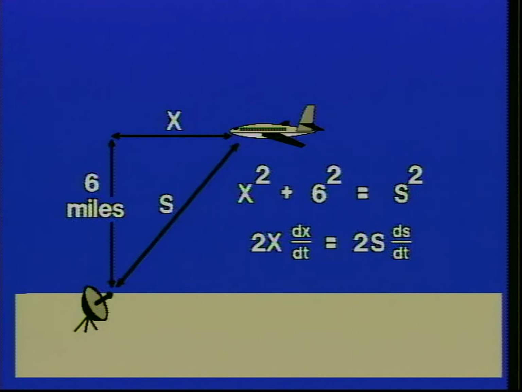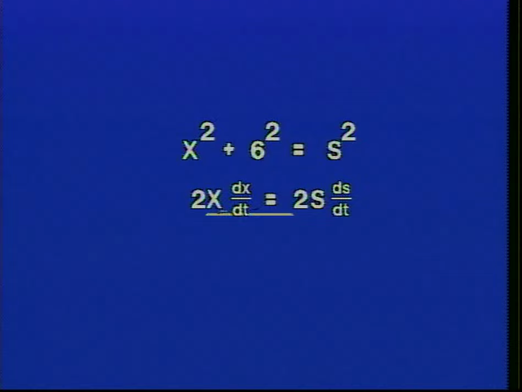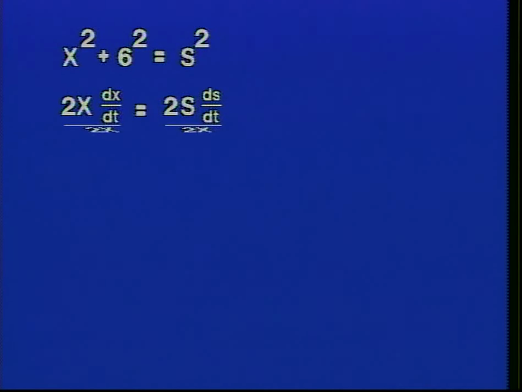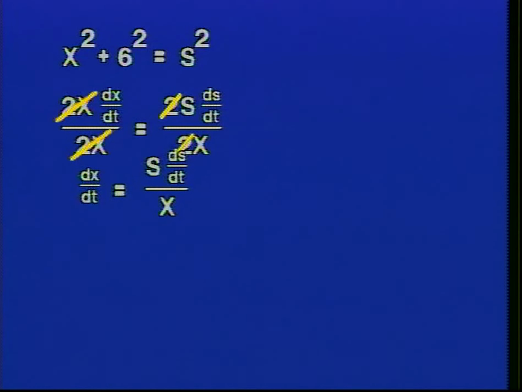Now, the change in x with respect to time is really what we're looking for here. That's the speed of the airplane. So we want to solve for dx/dt in our problem before we go any further. So with our equation, we'll divide on both sides by 2x, and we have some nice expected cancellations on both sides, so dx/dt is equal to this.